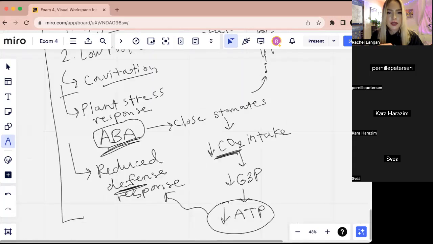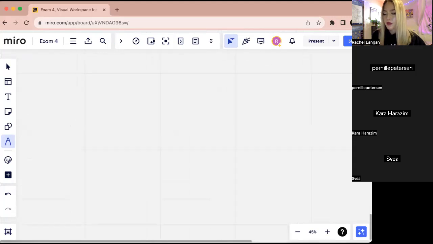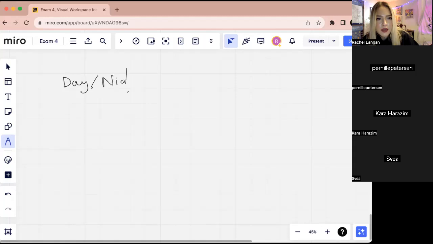All right. Let's do the next topic, which is how and why do plants open and close their stomates? And there's 2 relationships you need to know about stomate opening and closing. So one is day versus night. So they open their stomates in the day and close them at night.